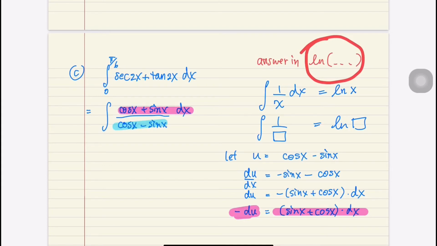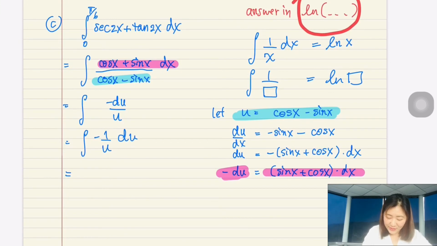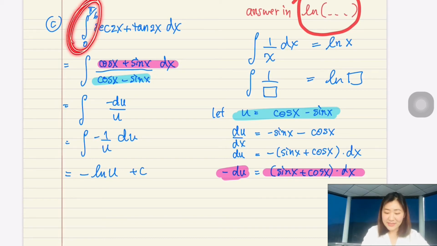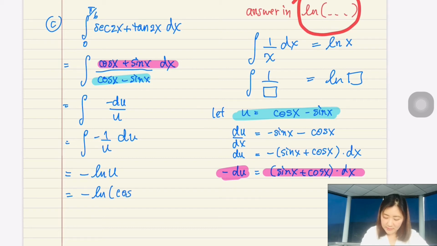Here, this one is this one, so it's equal to minus du, okay? And this one is u, right? So we're gonna have the integral of minus du over u, or in other words, the integral of minus 1 over u du, right? So it's minus ln u plus c actually, but as we have limits here, no need for the c, rub it out. So you're gonna get minus ln of, what is u, cos x minus sine x.